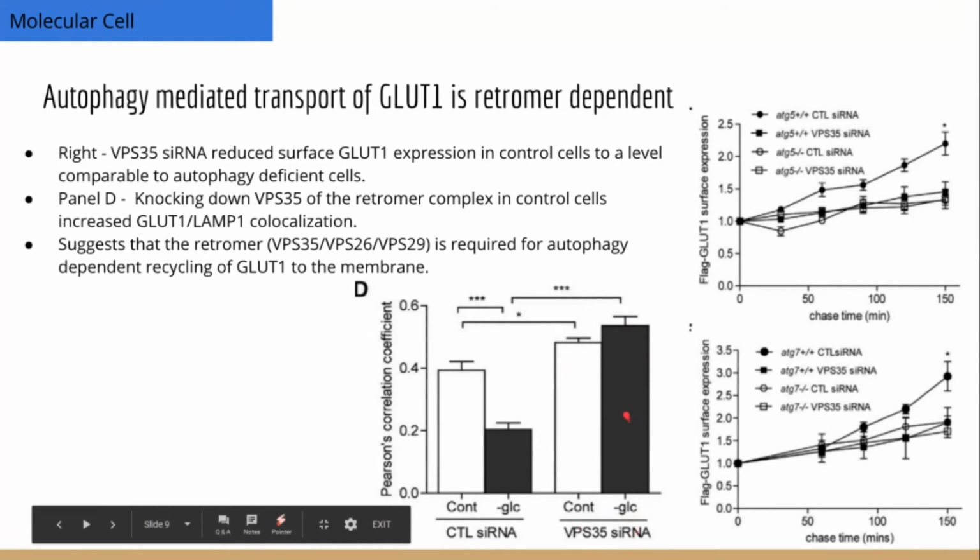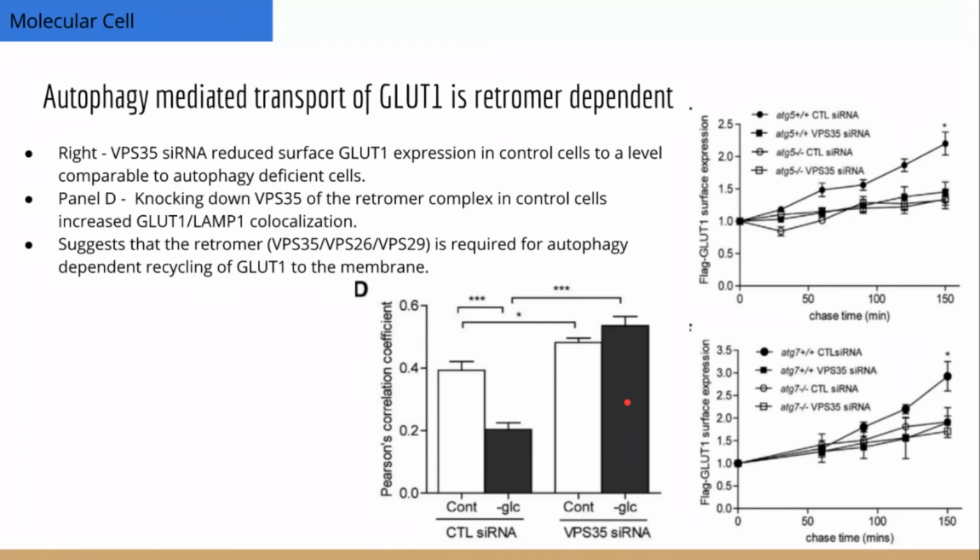So this increased correlation coefficient means that the overlap, the colocalization of GLUT1 and LAMP1, is upregulated when VPS35 is knocked down. So in other words, the researchers found that they could induce this defective GLUT1 sorting in normal healthy cells by knocking down VPS35. This suggests that in order for autophagy to promote GLUT1 relocalization from the endosome to the surface membrane, the retromer complex is required. So the retromer complex is required for autophagy-dependent recycling of GLUT1 to the membrane.